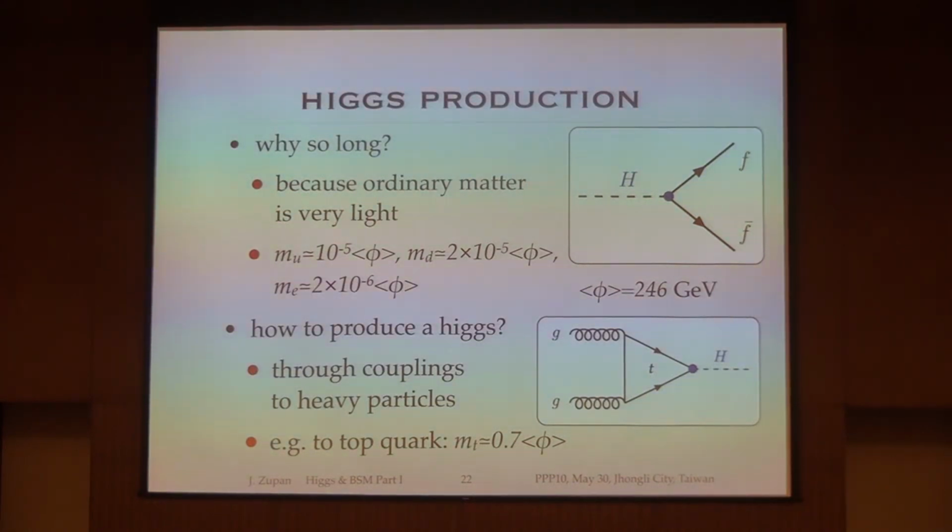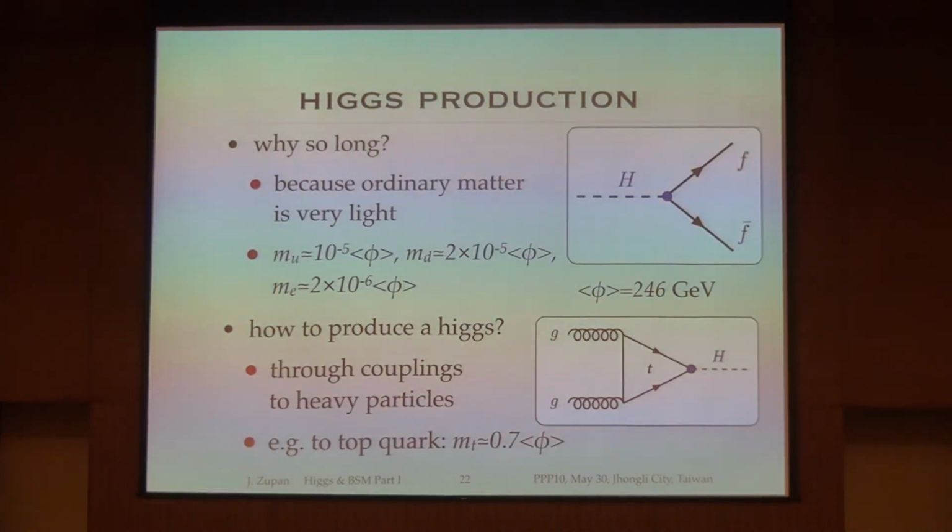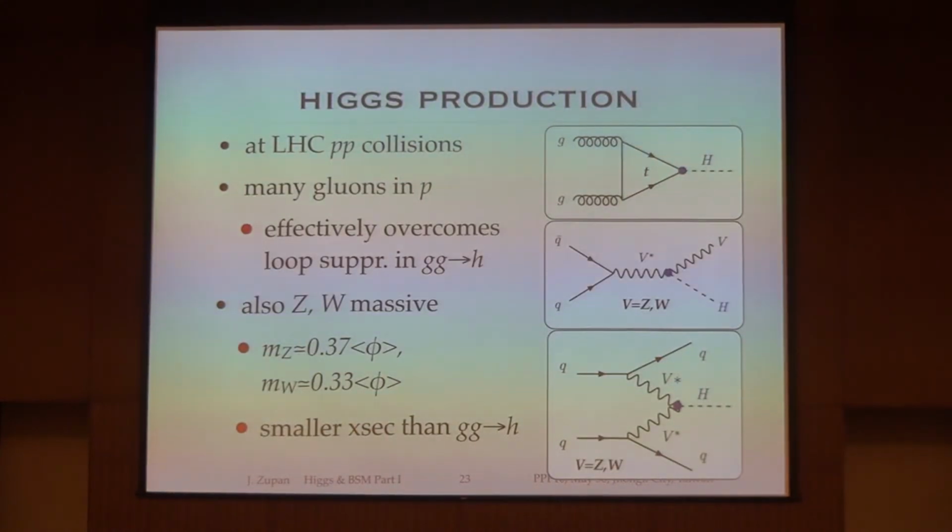Now you pay a price. The price to pay is the fact that you have to go through a loop. But you really understand why it took so long. It took so long because you have to pay either the price of coupling to the ordinary matter where you have small masses, or you pay a loop price and you have to produce gluons from somewhere. Now, LHC has pp collisions, so there are many gluons in the proton, and this really effectively overcomes the loop suppression in gluon-gluon goes to Higgs. So this will be the dominant production mechanism. You take a gluon-gluon, there's a top in the loop, you couple to the Higgs.